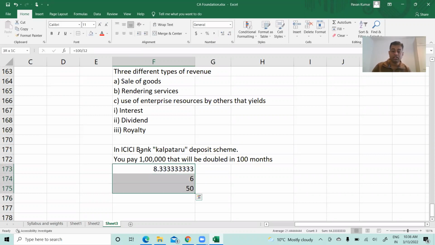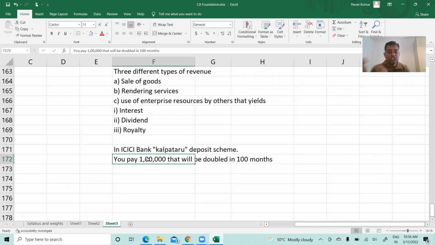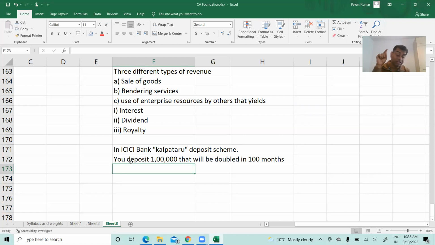Correct. So you deposit 1 lakh rupees. That will be doubled in 100 months. Today I deposited say 1 lakh. After 100 months, I will take 2 lakhs. 100 months means 8 or 9 accounting years. So should I recognize any interest every year, or when I receive 2 lakh rupees?